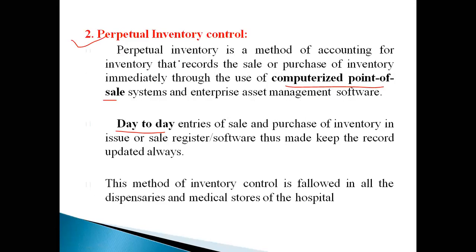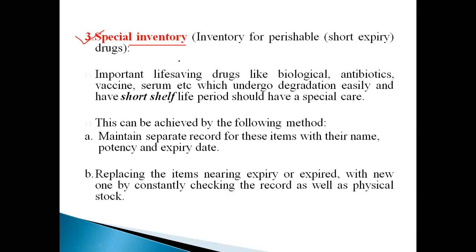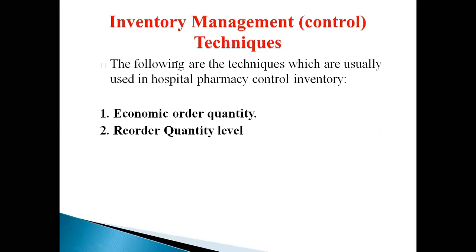These are the three methods: periodic inventory controls, perpetual inventory controls, and special inventory. Now, various techniques for inventory management or controls. There are two types of methods or techniques we have to control the inventory. First is economic order quantity, that is EOQ, and second one is ROL, that is reorder quantity levels. These are the two techniques for the inventory controls.